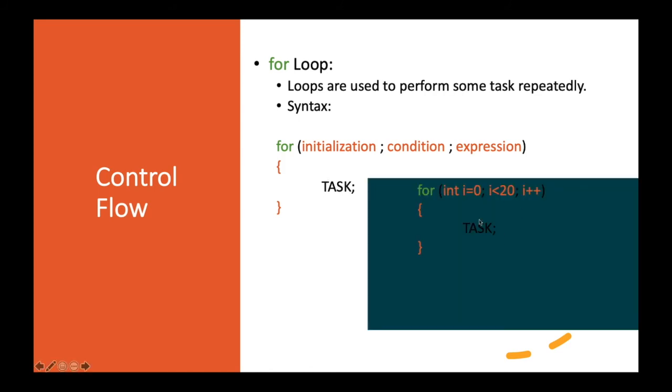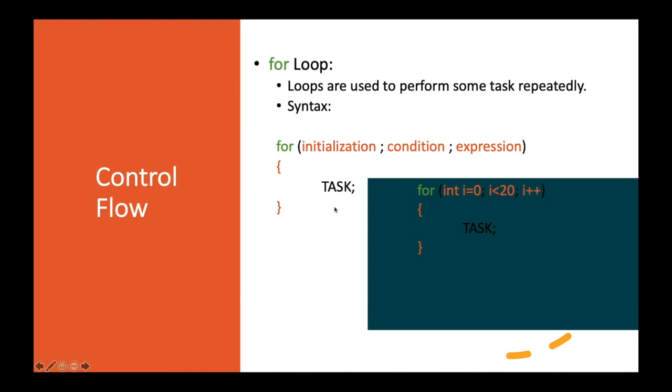So for initialization, this part, int i equals 0, is the initialization. I want to have a condition, i less than 20, and then the expression is i++, and then some task. So what this structure is saying is that I want to repeat this task until the value of i reaches 20, right? So at the beginning, i is set to 0, and then I am incrementing i by 1 until it reaches 20. So that's what this expression is saying. And then I do this task until the value of i reaches 20.